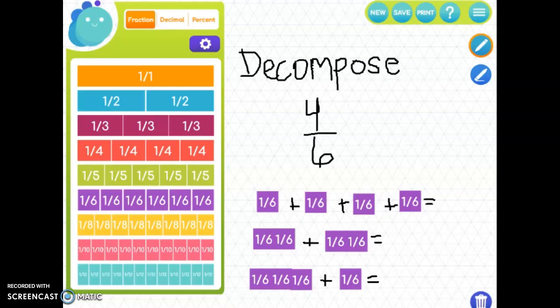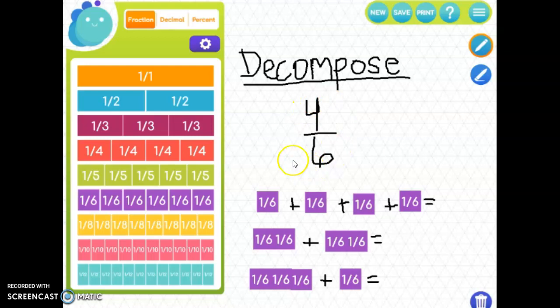Okay guys, today we are looking at how to decompose fractions. Decompose is a word that we see not only in science but also in math. It's just kind of a fancy word for break apart. So the ability to break apart something. In this case, we're breaking apart fractions.